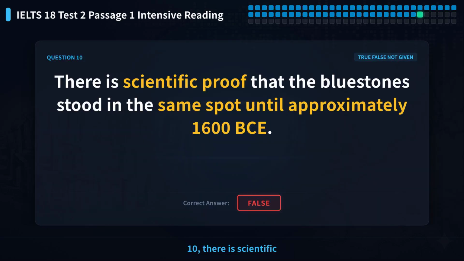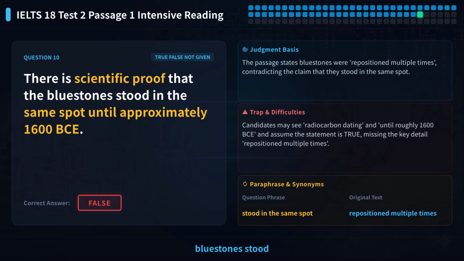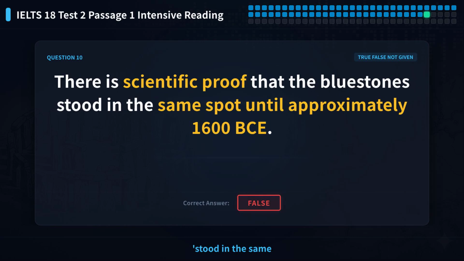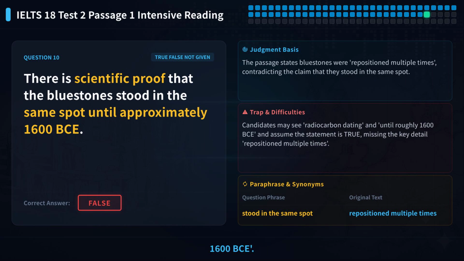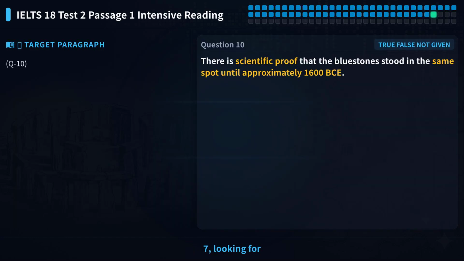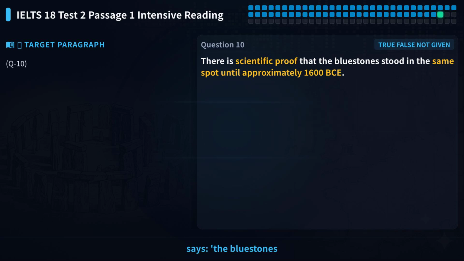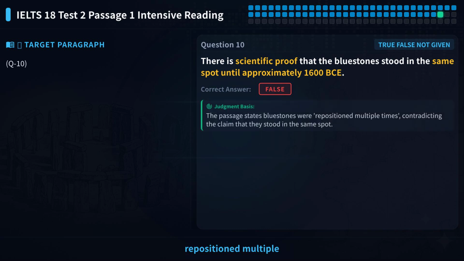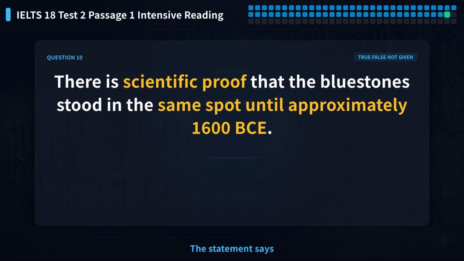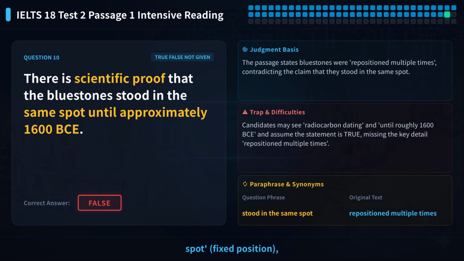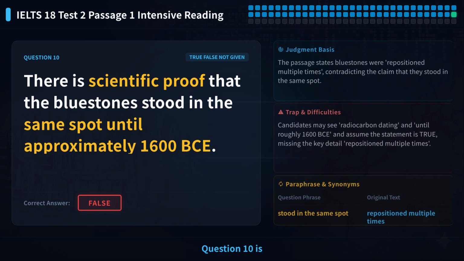Let's look at question 10. There is scientific proof that the bluestones stood in the same spot until approximately 1600 BCE. Key clue words: "stood in the same spot" and "until 1600 BCE." Locate paragraph 7, looking for descriptions about the bluestones' position and time. The original text says, "the bluestones in particular being repositioned multiple times." The statement says "stood in the same spot," a fixed position, but the text says "repositioned multiple times," moved many times. This is a clear opposite meaning, a direct contradiction. So the answer to question 10 is false.